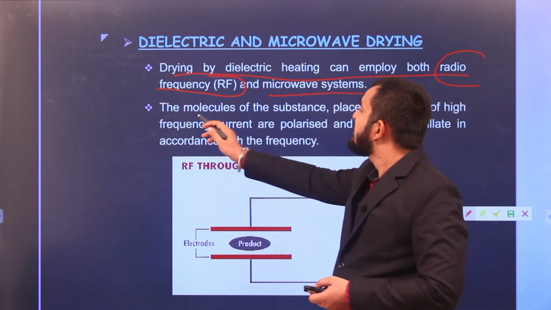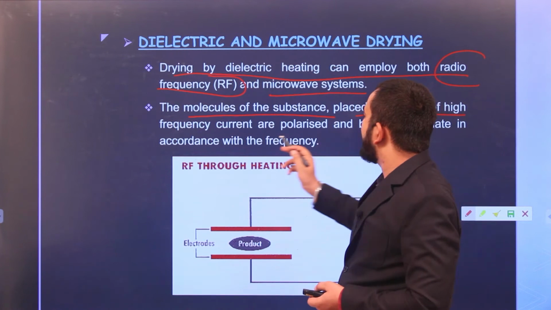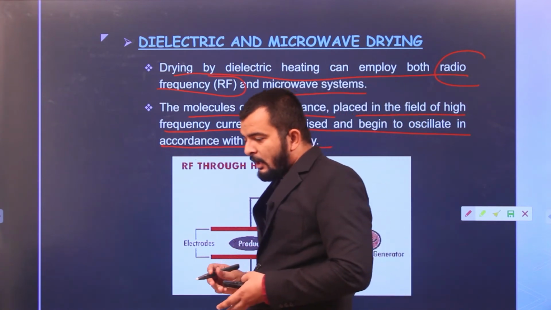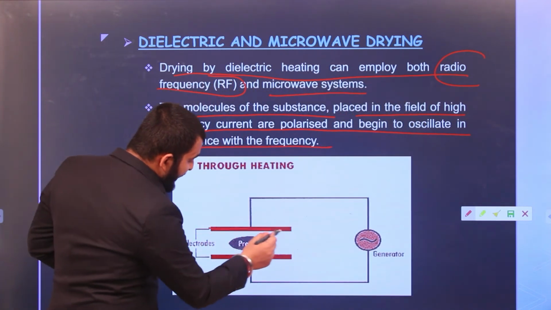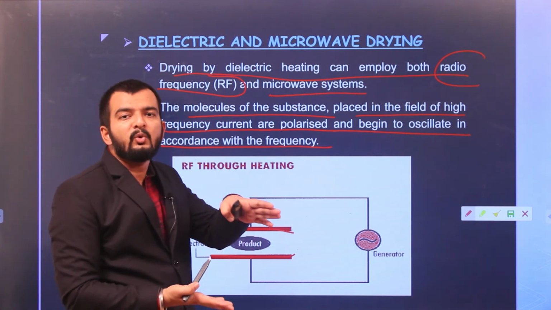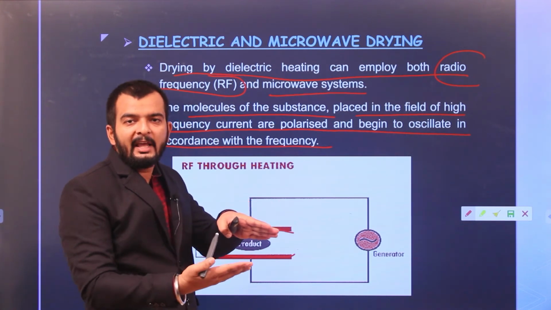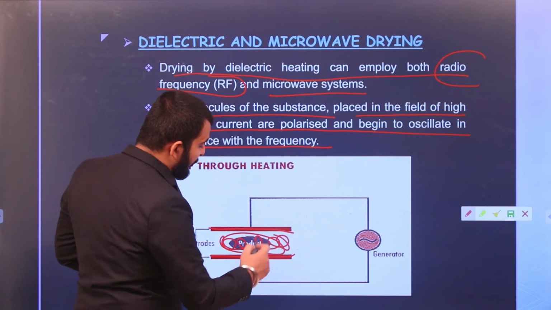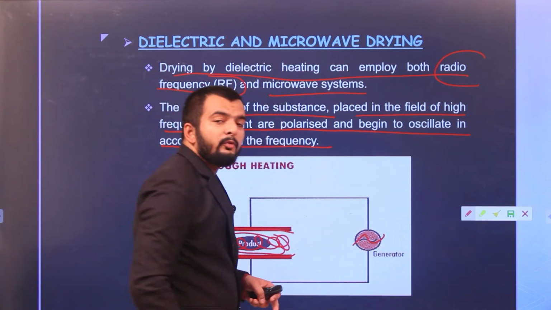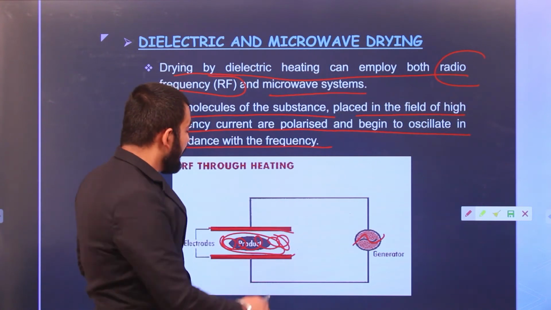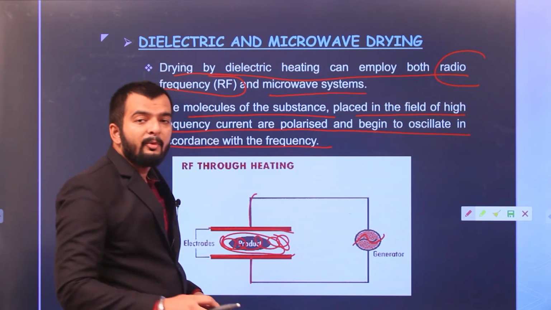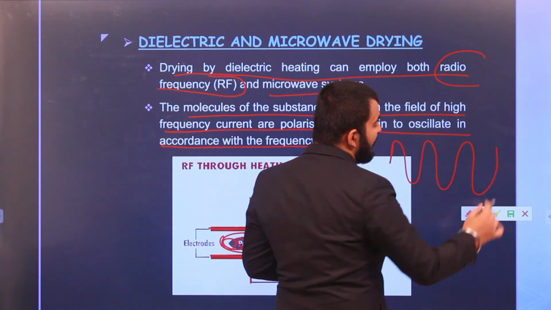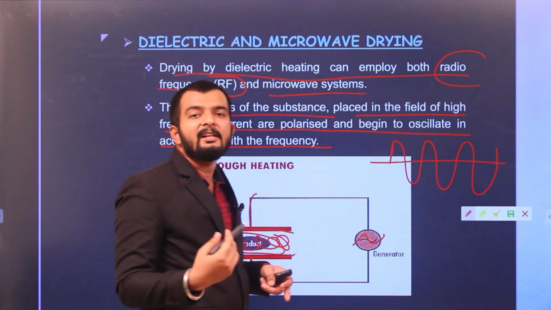The molecules of the substance placed in a field of high frequency current are polarized and begin to oscillate in accordance with the frequency. You keep your product to be dried in here. Two plates or electrodes will be there, and you place your grains or whatever food material you are about to dry in between these two electrodes. When you switch on the generator, the electromagnetic radiation propagates at a very fast frequency, thousands of cycles within 1 second.